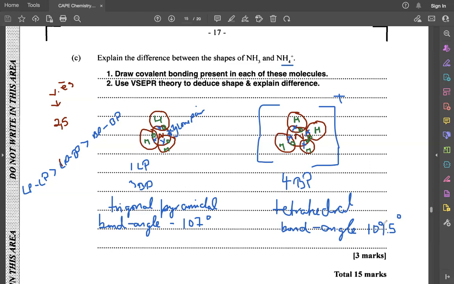All right, so that is that for part C. So let me clear this real quick.